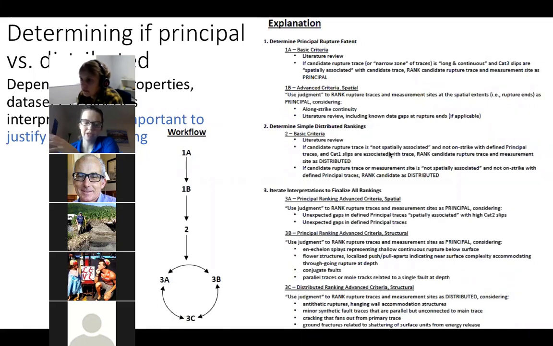And again, for the distributed structures, things you'll want to keep in mind at these later steps are if they're antithetic. So if you see an opposite sense of slip to the main fault, or if you see cracking, which is probably more likely immediately after an earthquake than preserved in the geologic record, you may see ground fractures that represent high degrees of shaking or shattering rather than the actual principal fault trace.